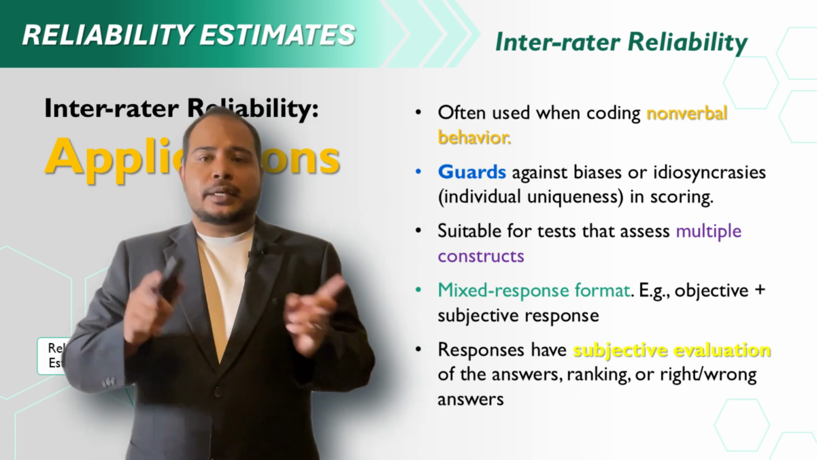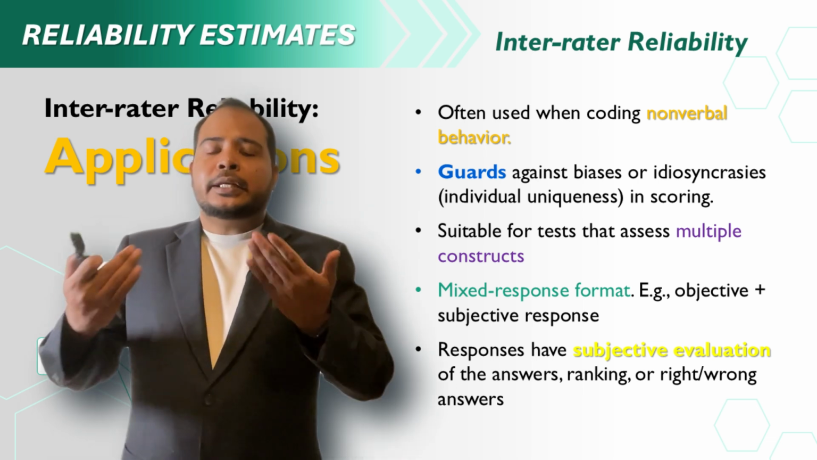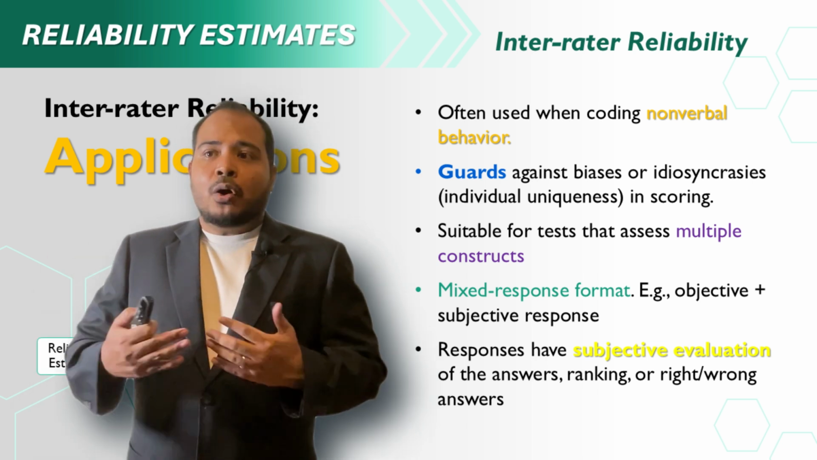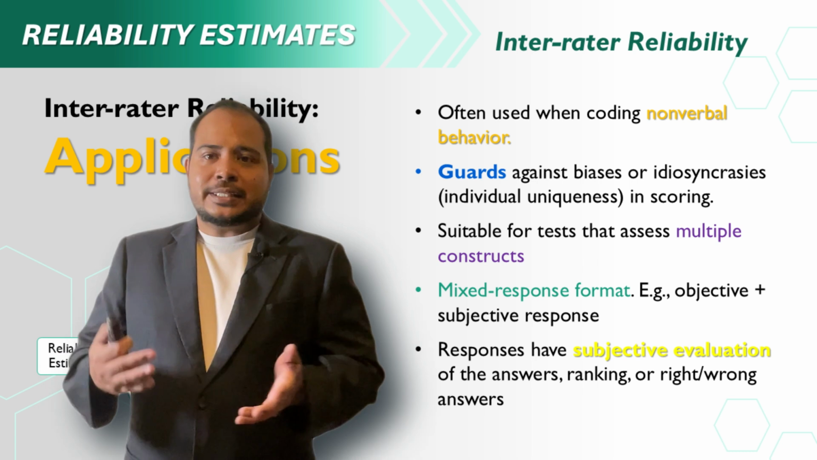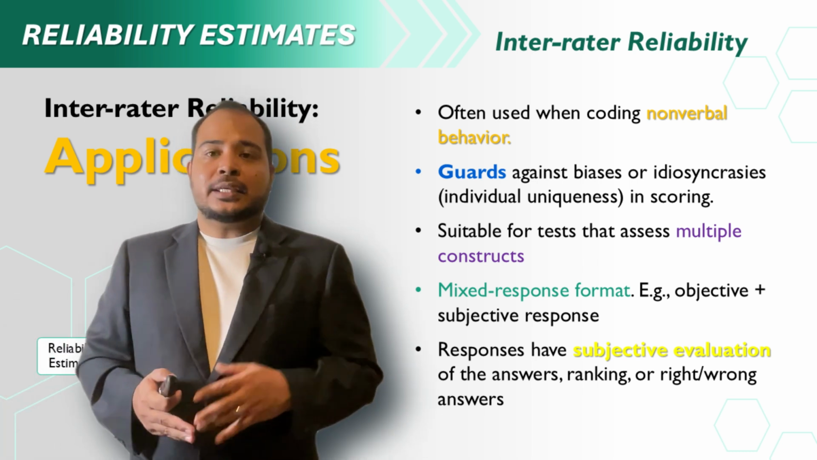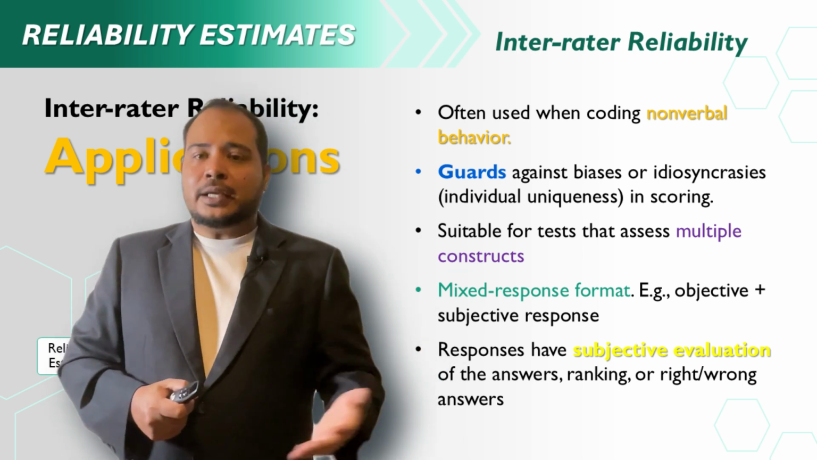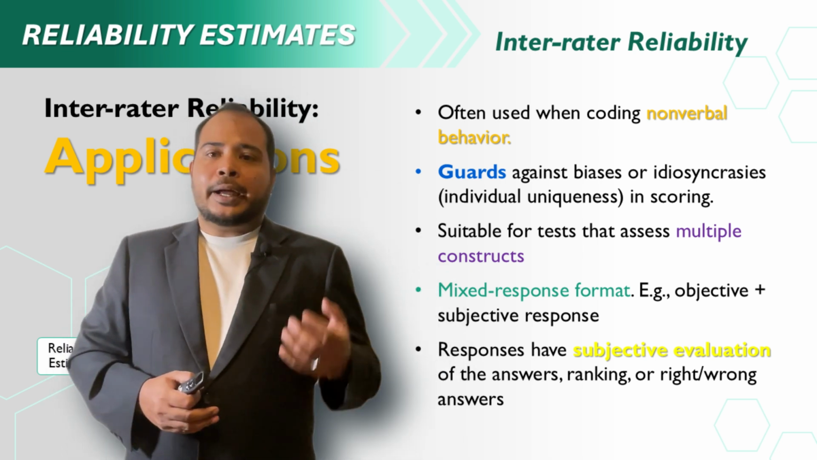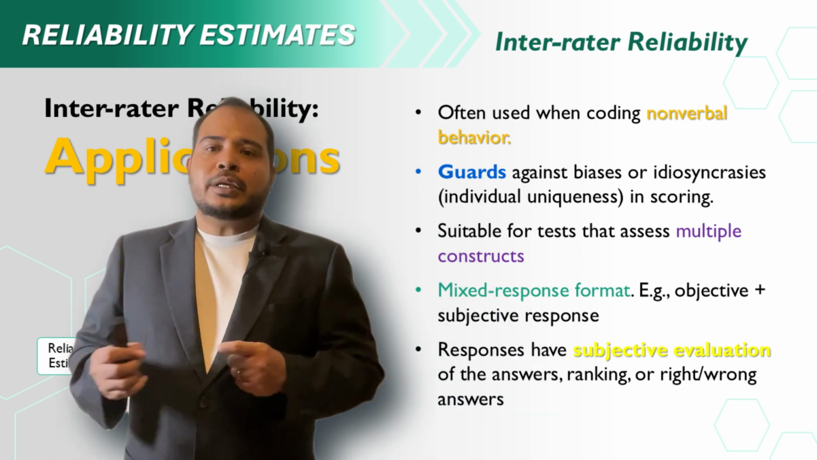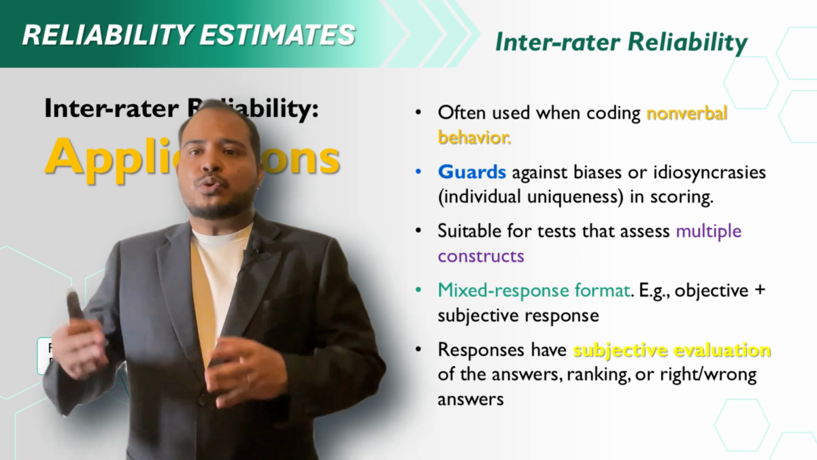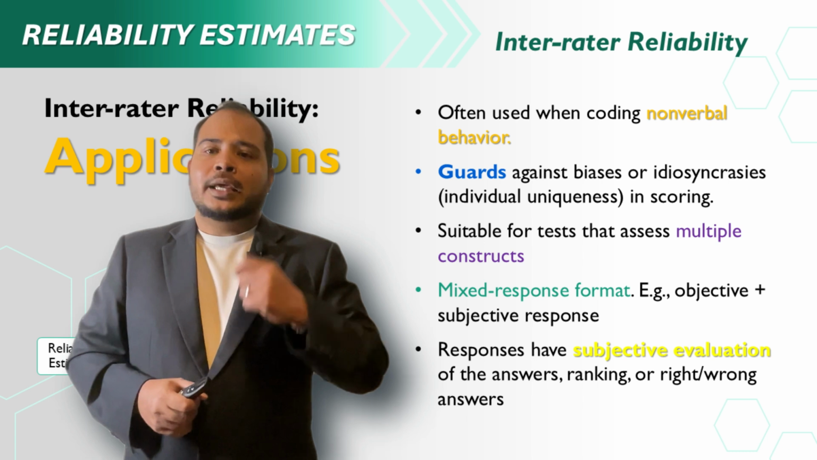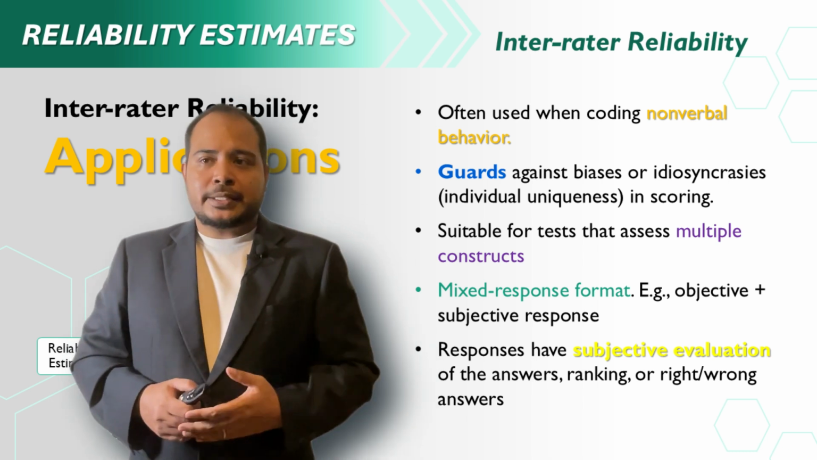Using inter-rater reliability gives us an advantage in terms of guarding against biases or idiosyncrasies, in this case individual preference and individual uniqueness in scoring. You have learned about the sources of error, whereby there is response bias. But if we have multiple raters and establish inter-scorer reliability coefficients, then we will be able to minimize this issue.